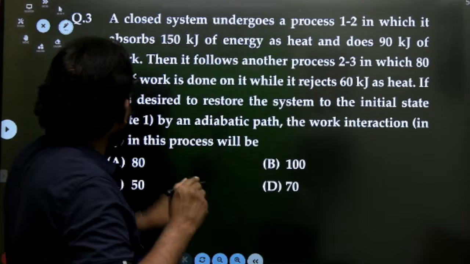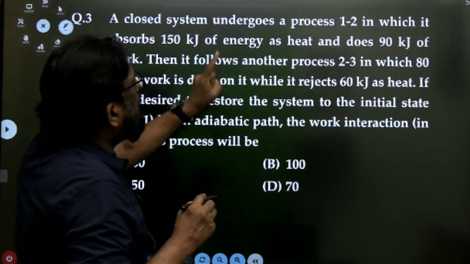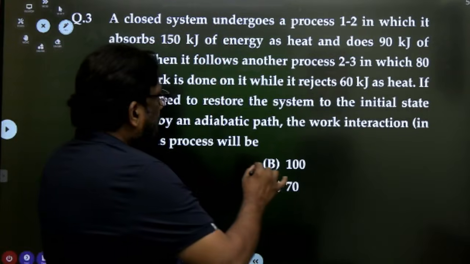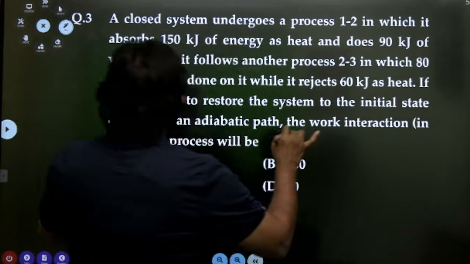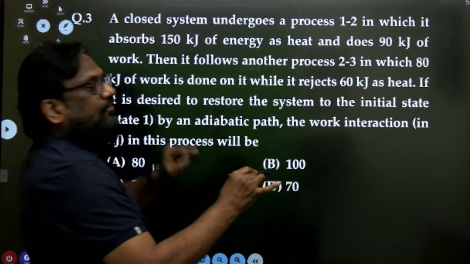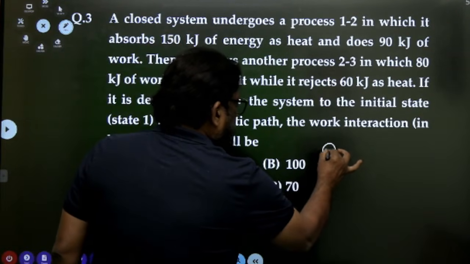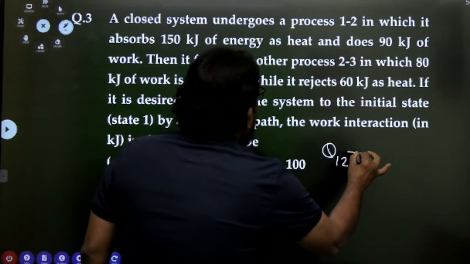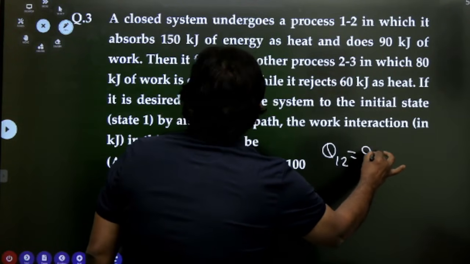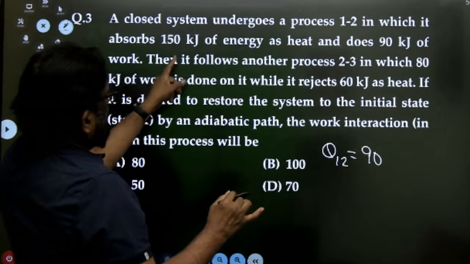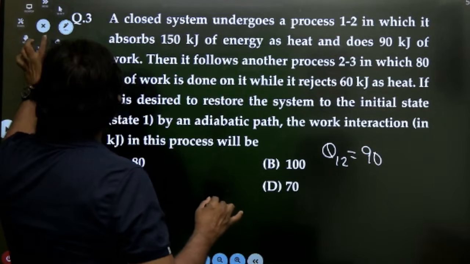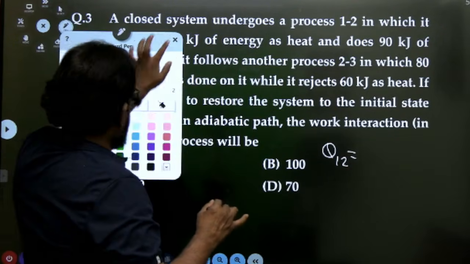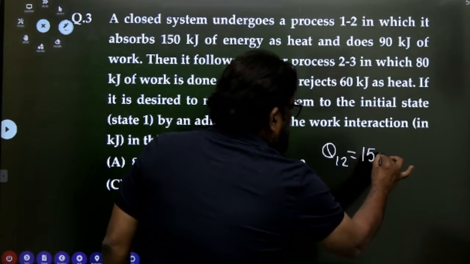Okay. A closed system undergoes a process 1 to 2. In 1 to 2, it absorbs 150 kilojoule of energy as heat. Heat it is absorbing means heat supply is positive. So Q12 is equal to how much heat is absorbed? Sorry, it absorbs 150. It is 150, and it is plus because it is absorbing.